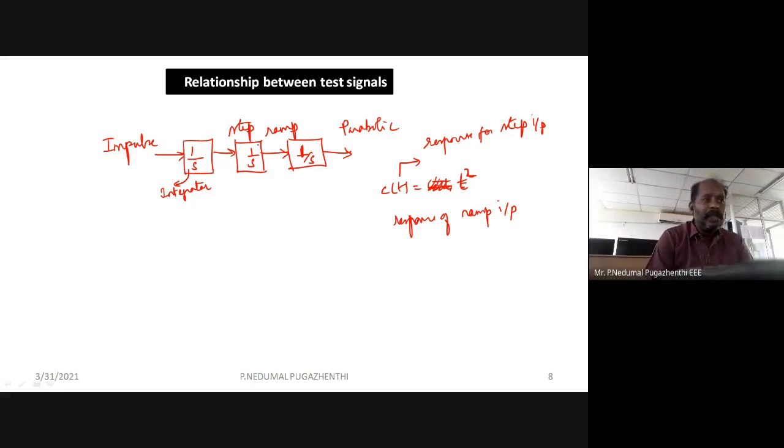But based on the relation between step and ramp, what is the step and ramp relation? If step signal is integrated, you will get your ramp. So if you integrate your t squared, what will you get? You will get t cube by 3. Am I right or not? Yes or no?